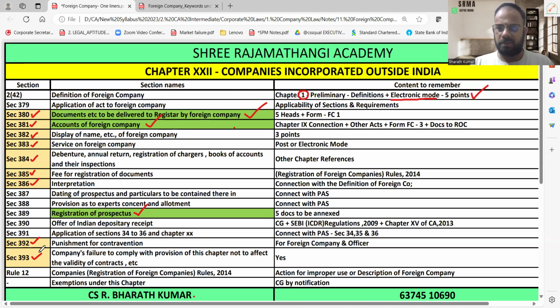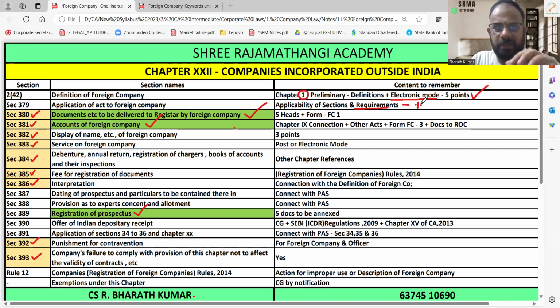Sir, should I remember all these sections? No, you don't need to remember too much on this. There are some requirements that will be there, the deadlines or a percentage. If you remember that, they will ask you in a case-based question or a direct question and answer.